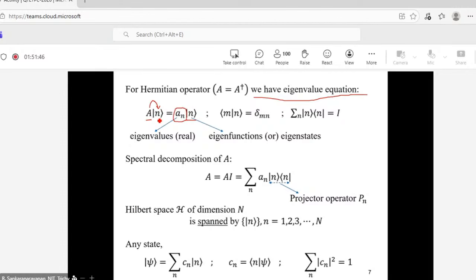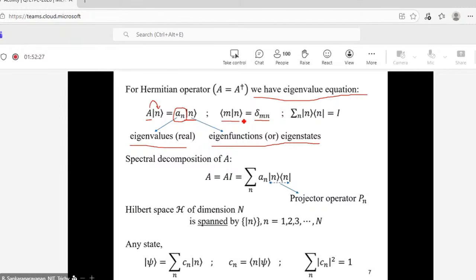If A operates on n and gives you the same state n multiplied by a number, this equation is called the eigenvalue equation associated to the operator A. And this real number a_n is called the eigenvalue, and these states are called the eigenfunctions or eigenstates associated to the operator A. And this equation is called the eigenvalue equation. So these eigenstates are such that the inner product of two different states is nothing but this, delta mn. What does it mean?